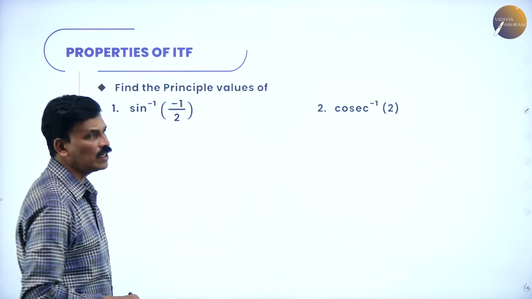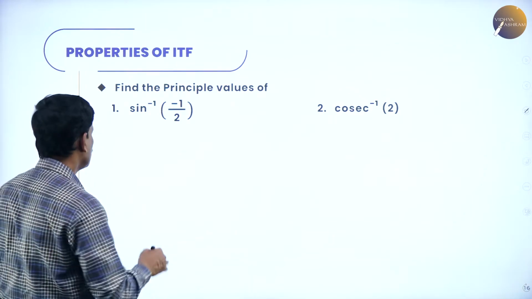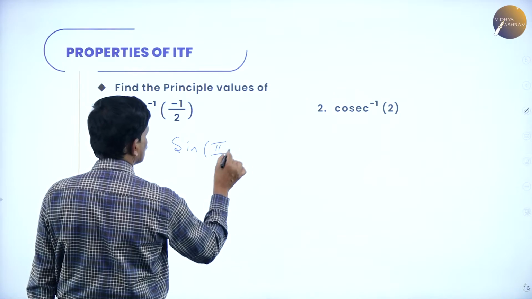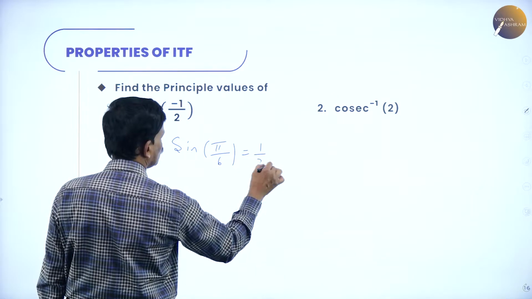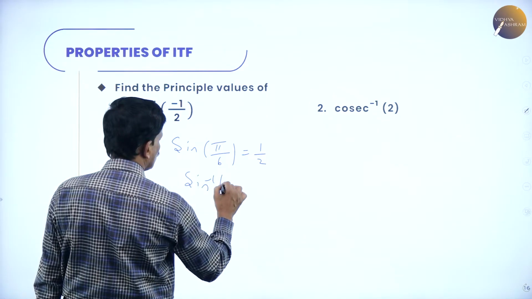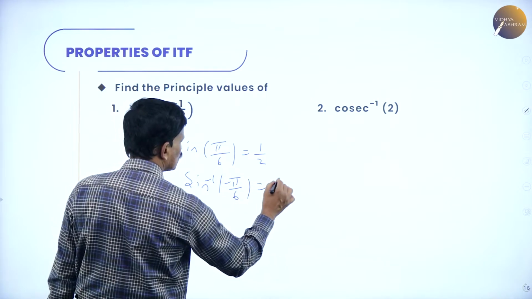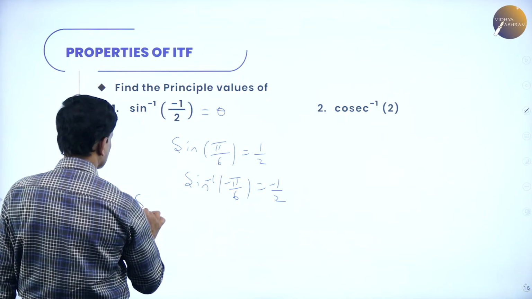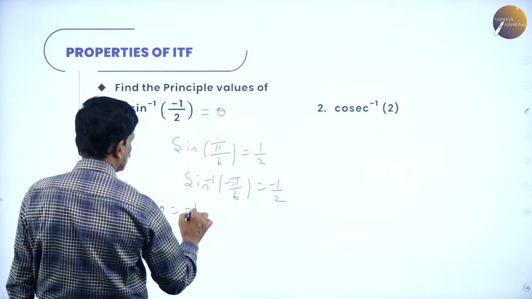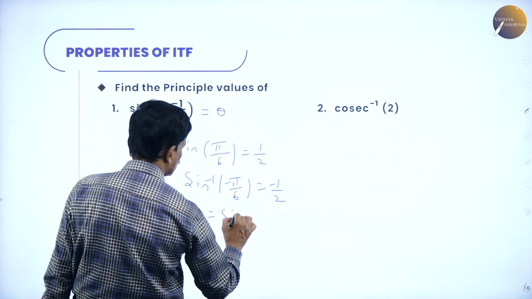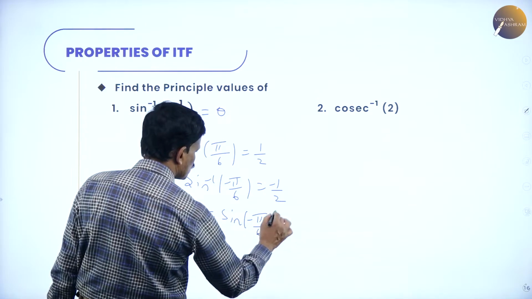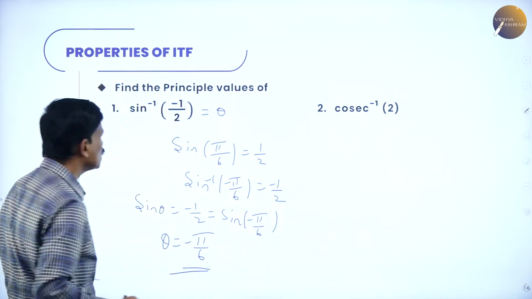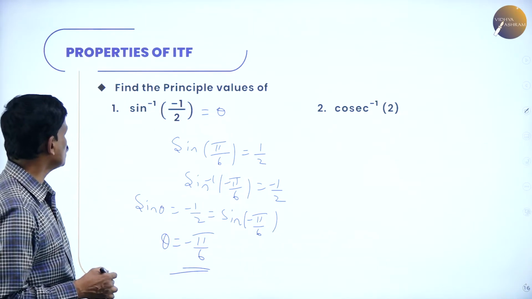Find the principal value of sine inverse of minus 1 by 2. Since you know sine of 30 degrees, sine 30, is equal to 1 by 2, and sine of minus pi by 6 is also equal to minus 1 by 2. So, sine theta is equal to minus 1 by 2. This is nothing but sine of minus pi by 6. So, therefore, the value of theta is minus pi by 6.